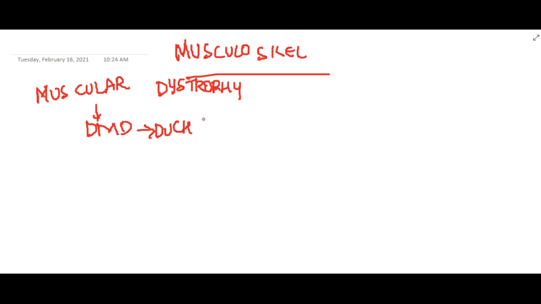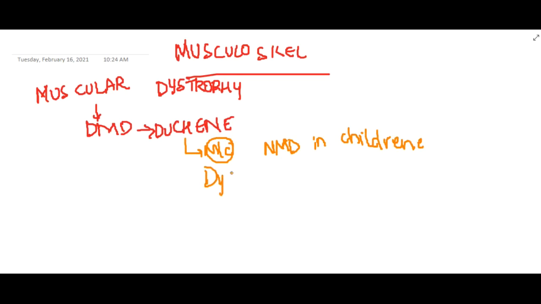In Duchenne's muscular dystrophy, this is the most common inherited disorder, that is the most common neuromuscular disease in children. The gene involved is mainly the dystrophin gene, on the short arm of chromosome X, that is Xp21. This is one of the largest genes, and Duchenne's muscular dystrophy is an X-linked recessive inheritance.